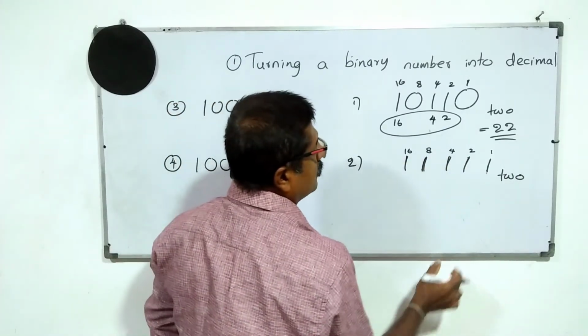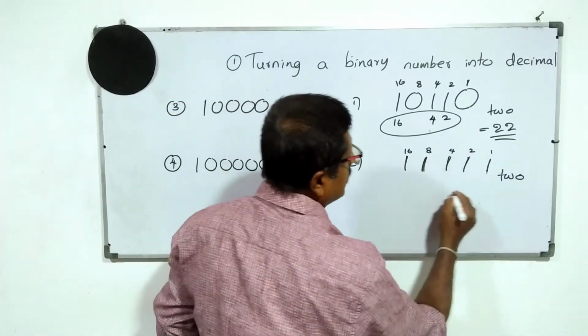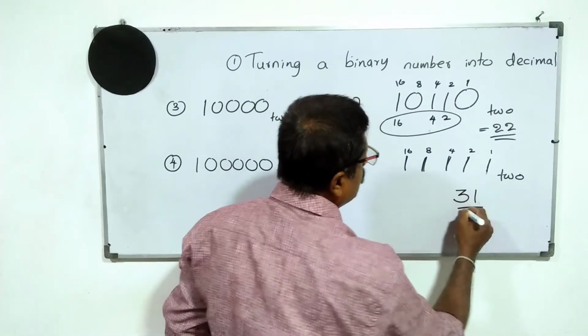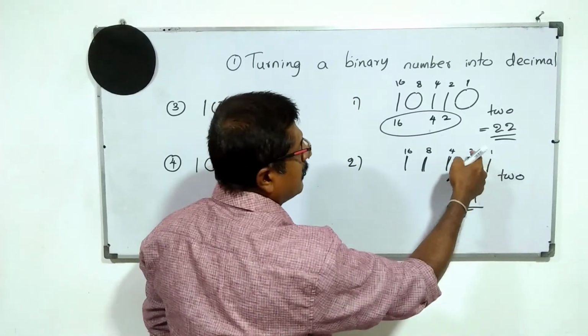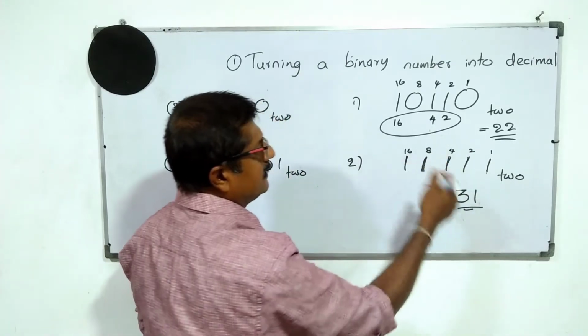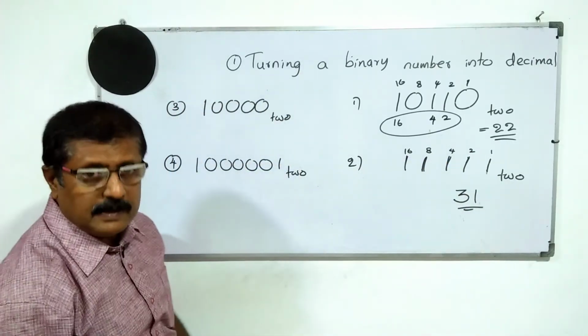When you add all these together, 1, 2, 4, 8, 16 gives 31. You have to add these ones: 1 plus 2 plus 4 plus 8 plus 16, that is 31 in decimal form.